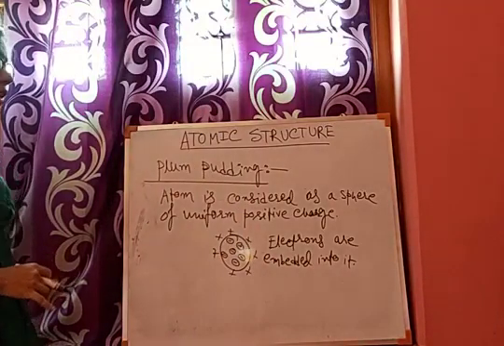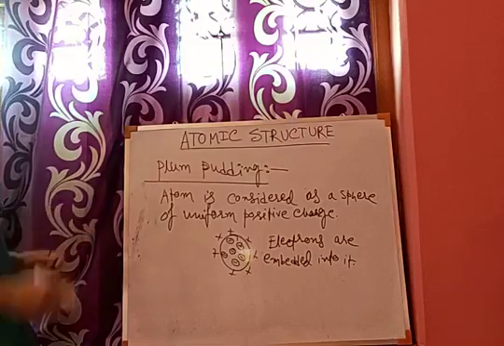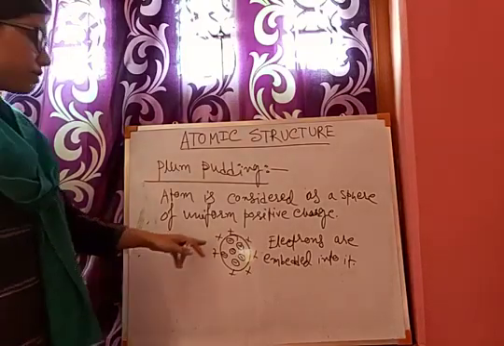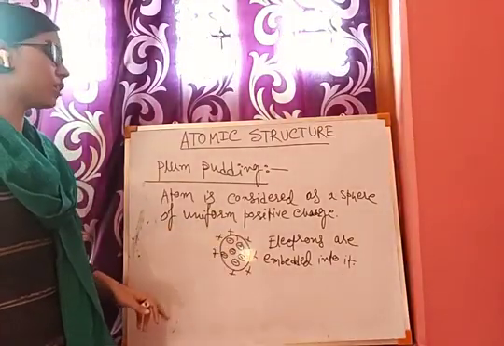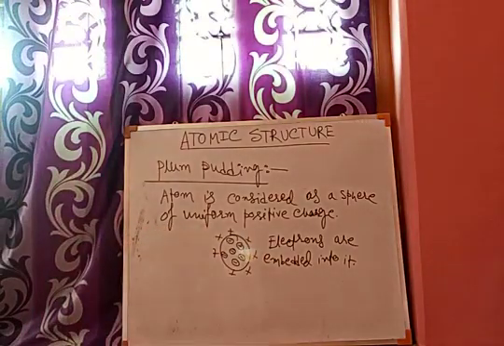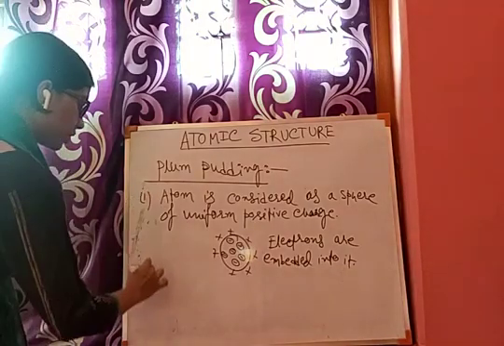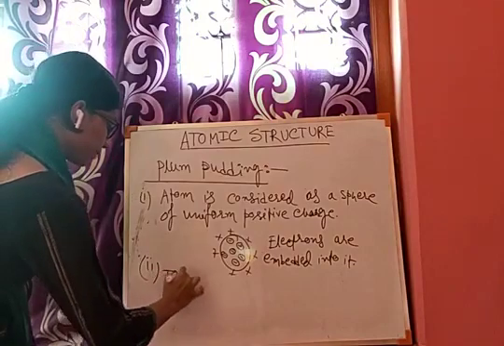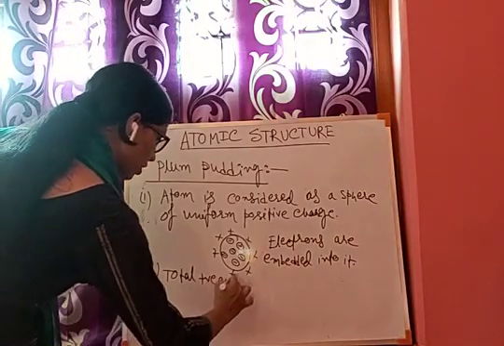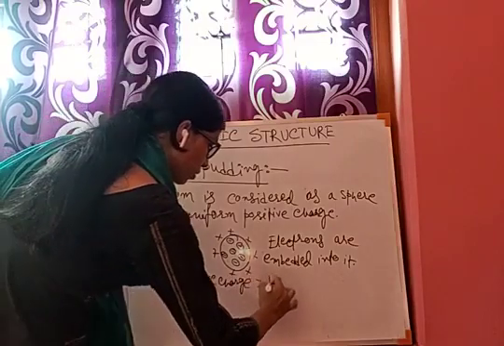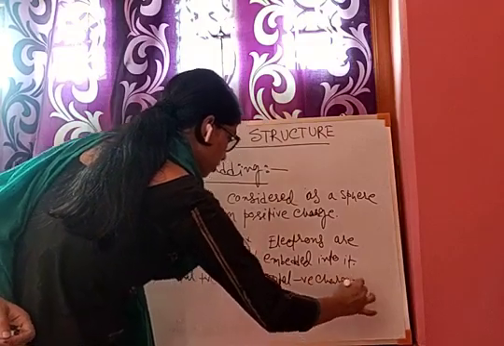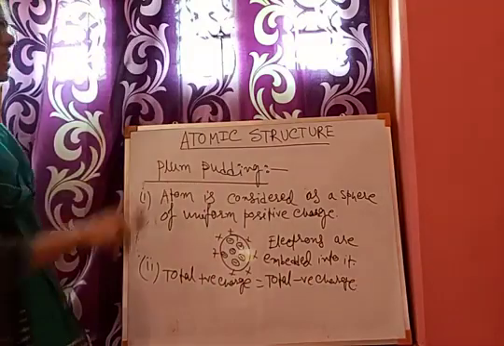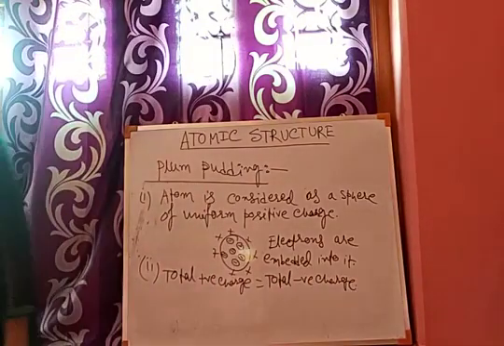So how he explained that the whole model, whole sphere is electrically neutral. That means the numerical value of this positive charge and numerical value of this negative charge are equal. That is, positive charge and negative charges are numerically equal. Total positive charge is equal to total negative charge. And that's why the whole model, whole atom is electrically neutral.